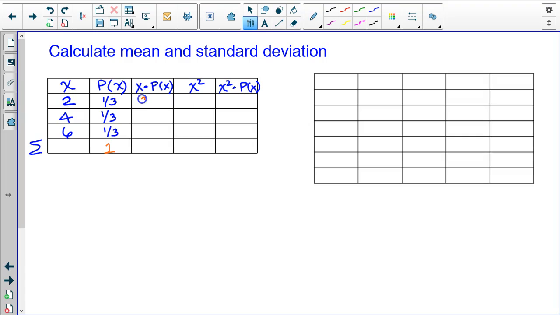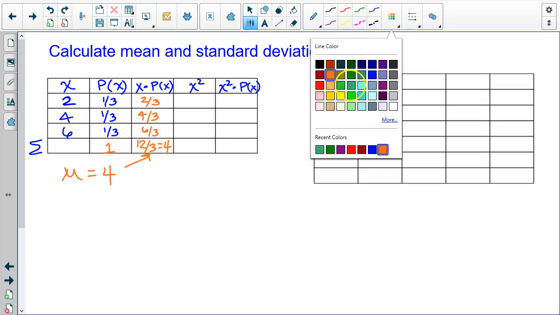2 times a third is 2/3. 4 times a third is 4/3, and 6 times a third is 6/3, which yes is 2, but it's actually easier to add together if you don't reduce it, right? Because it's got a common denominator. So 2 plus 4 is 6. 6 plus 6 is 12. So we get 12/3, which is 4. Why did I find the sum of this column? Because that's the mean. So mu of the population is 4. And we got that right there from the sum of that column.